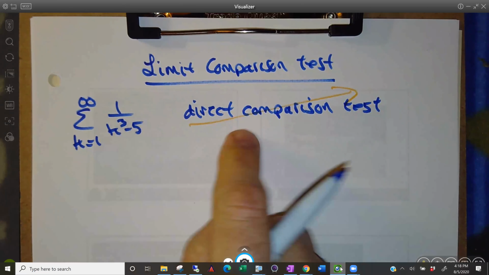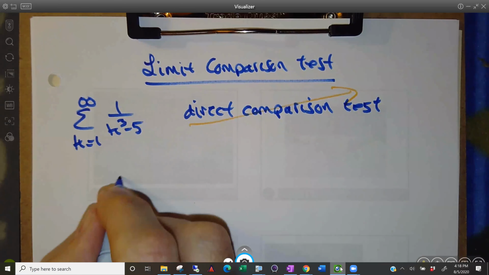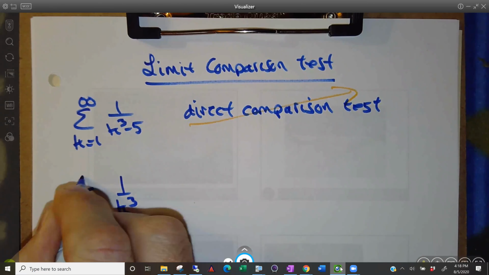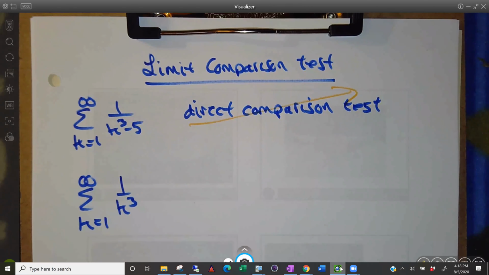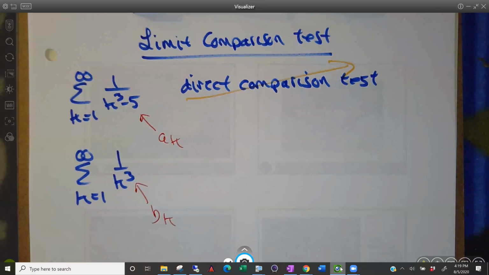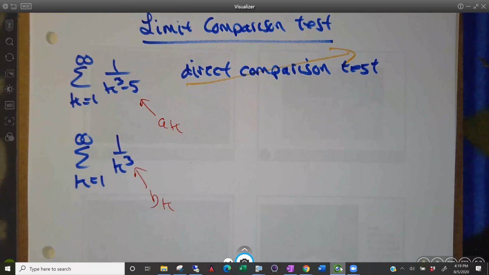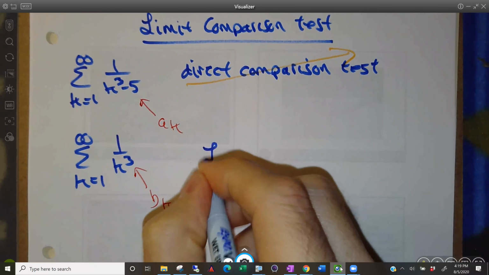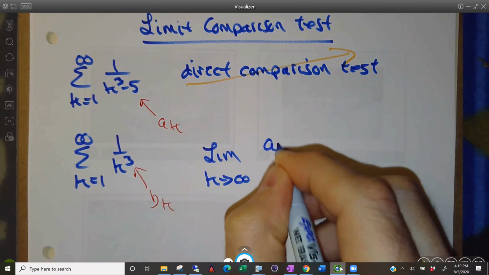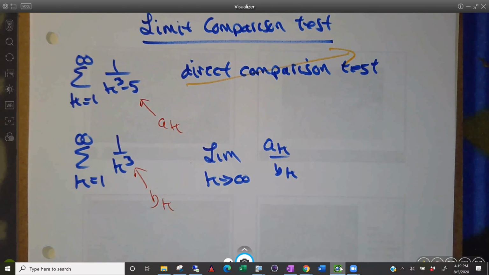In fact, when we were looking at the direct comparison test, we wanted to use 1 over k cubed, but we couldn't, because the inequality runs in the wrong direction. But with the limit comparison test, we can. So I'll call that my b sub k. This is my a sub k. In order to show convergence or divergence, I'm going to look at the limit as k approaches infinity of a sub k over b sub k. And if that limit is a nice finite constant, I'll be done.